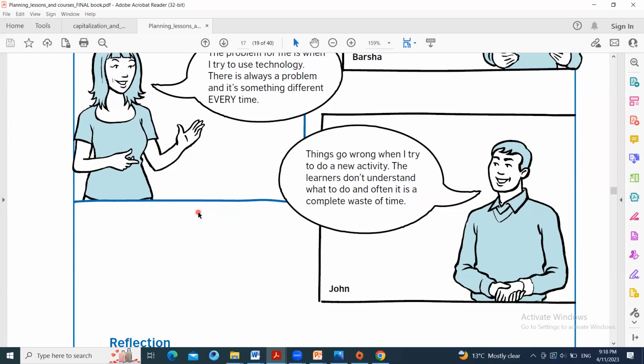Okay, you remember what John said? He said that things go wrong when I try to do a new activity. The learners don't understand what to do, and often it is a complete waste of time. So here we can advise him with the advice that we made at the previous point.